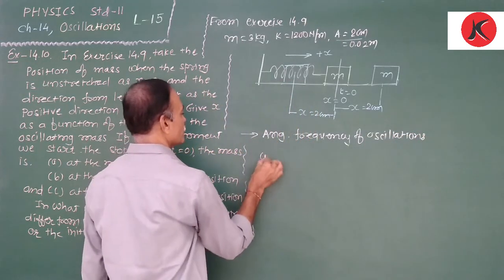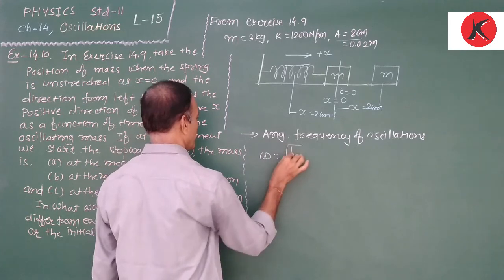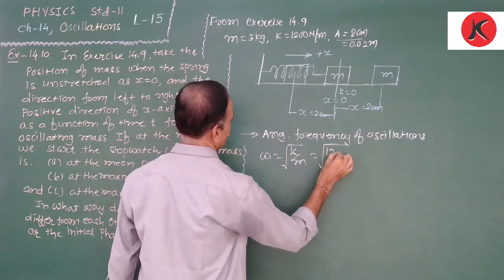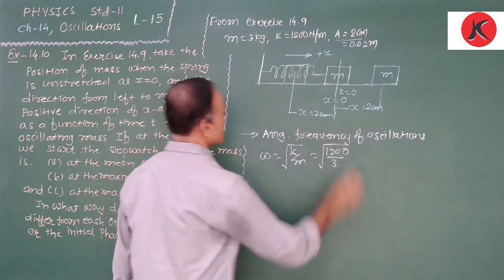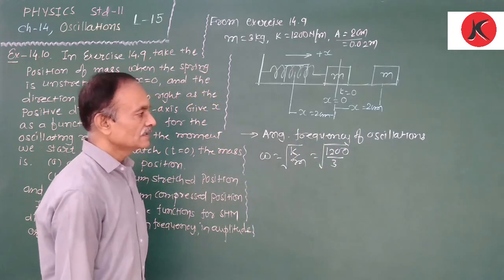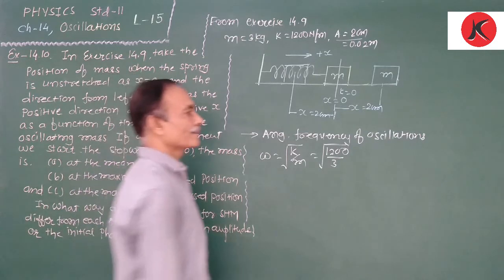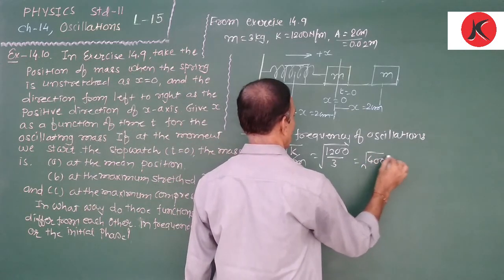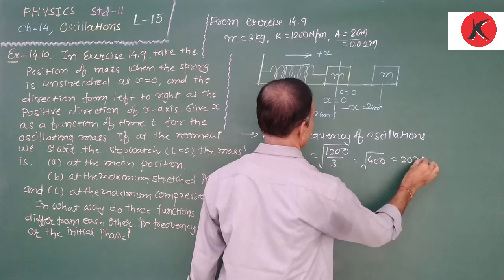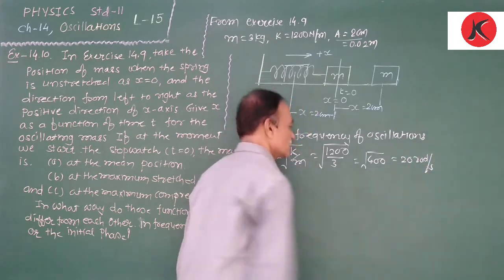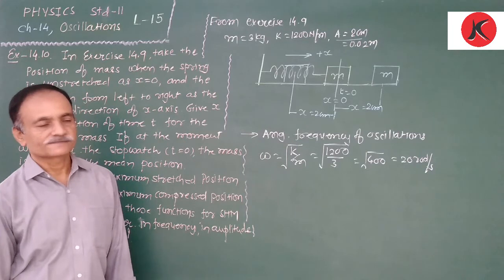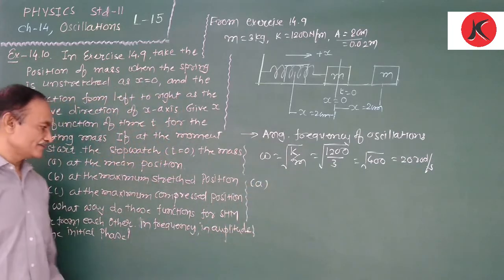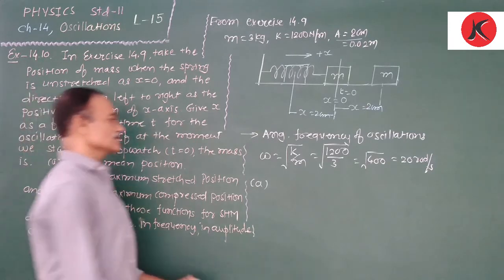Omega is equal to under root of k upon m. k is given as 1200, mass is given as 3 kg. Clear this? Okay. Therefore, square root of 400, and that is 20 radian per second. That is the angular frequency. Now, first part A, at mean position.